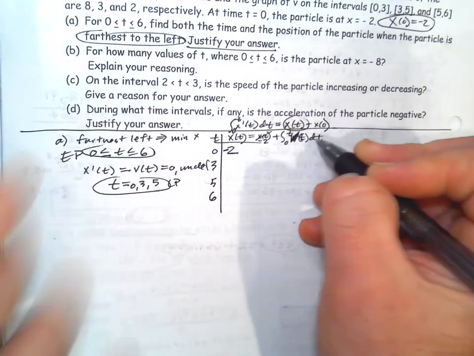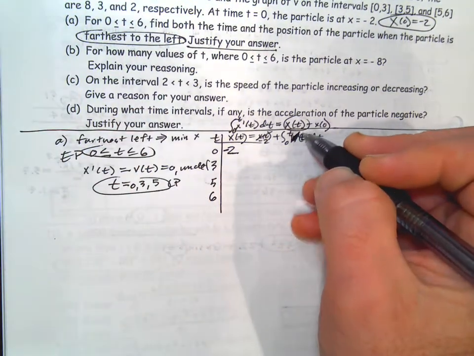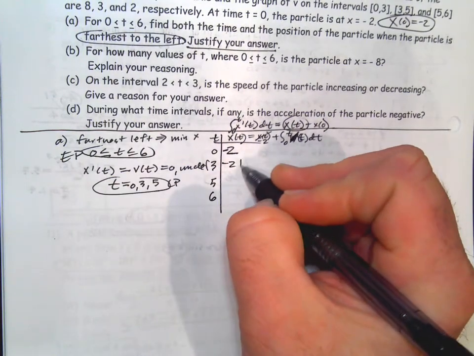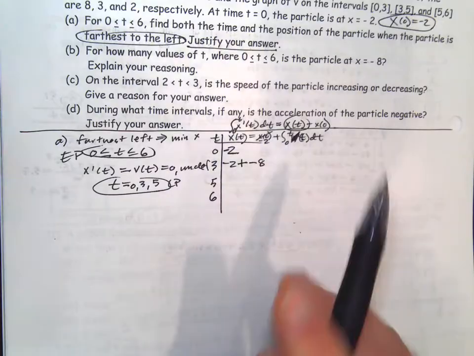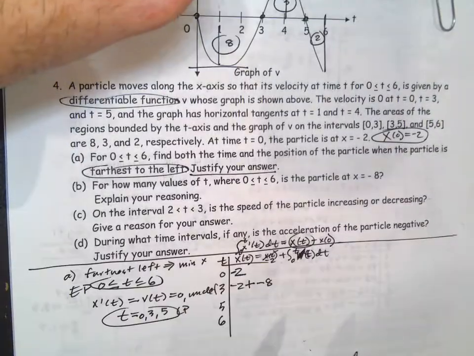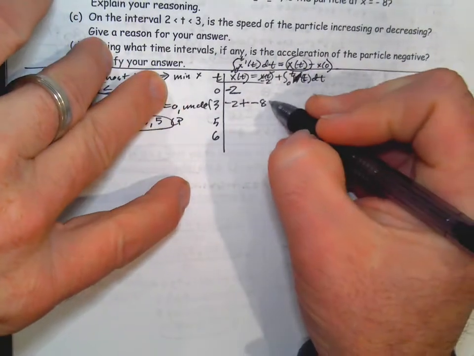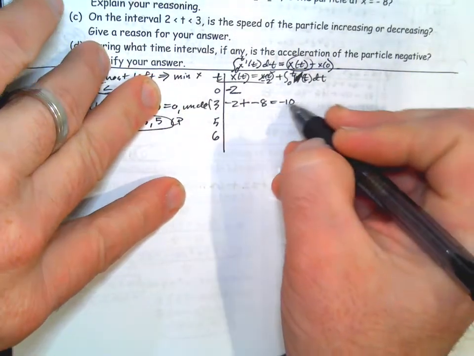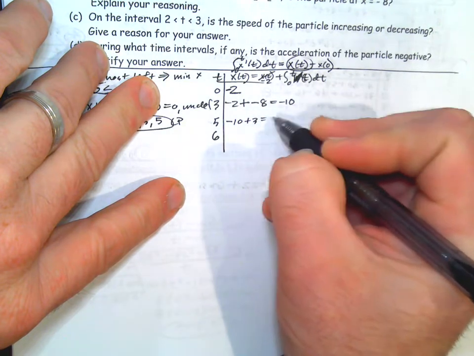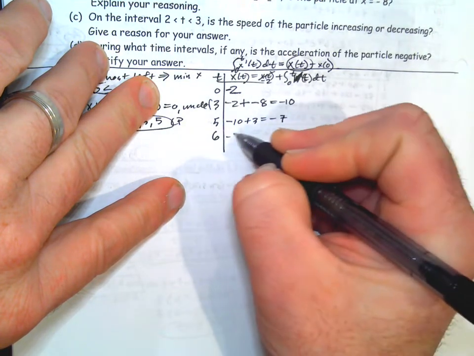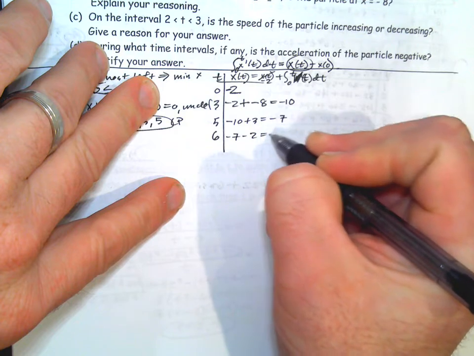Also, the integral of velocity is the area. So the next one is negative 2 plus negative 8. It's negative because it's below the x-axis, and the object is moving to the left, so its position should decrease. And we get negative 10. The next one, you could just piggyback off this one and say negative 10 plus 3 is negative 7. And then piggyback off this, negative 7 minus 2 is negative 9.